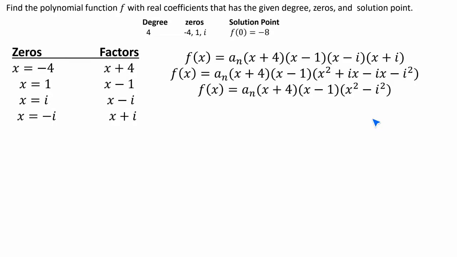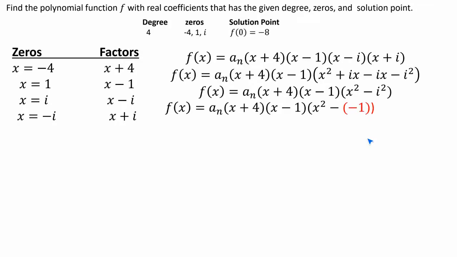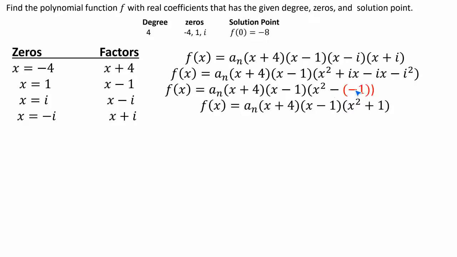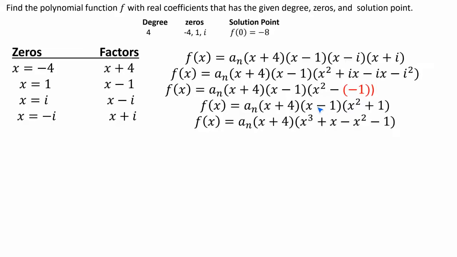And so as you saw in the chat, i squared is the same as negative 1. So I can replace that there. So if we simplify some more, then we end up with negative negative is positive 1. So now we just have 3 factors left. So we just multiply. Okay, so I'm going to multiply x minus 1 times x squared plus 1. And we end up with x cubed plus x minus x squared minus 1. There's nothing for me to simplify here.